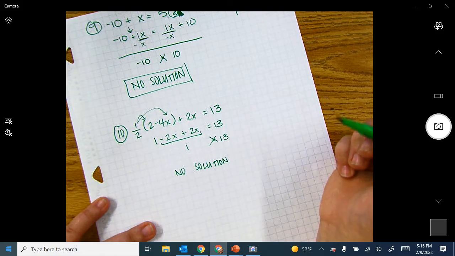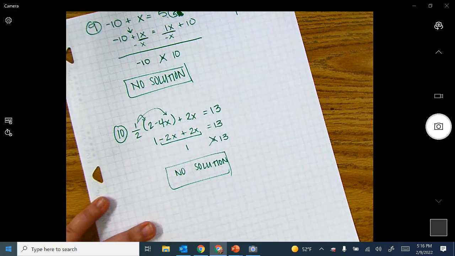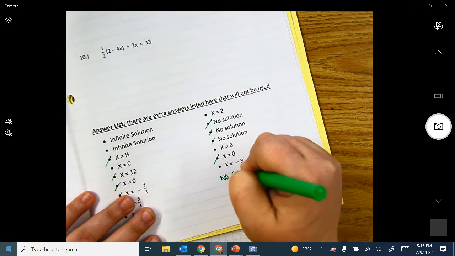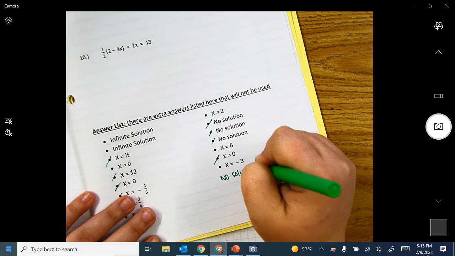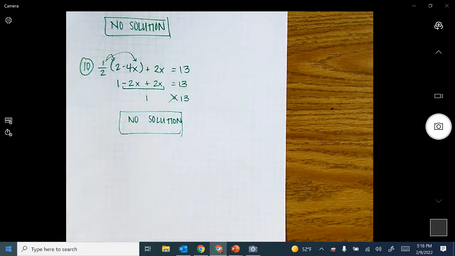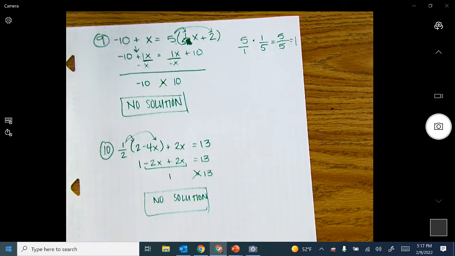Hopefully I didn't mess up on any of the other ones and they just didn't leave enough options, because we already crossed out all of our no solutions, but this one is also a no solution. Okay, well, those are the 2 challenge problems. Both of them are a no solution.